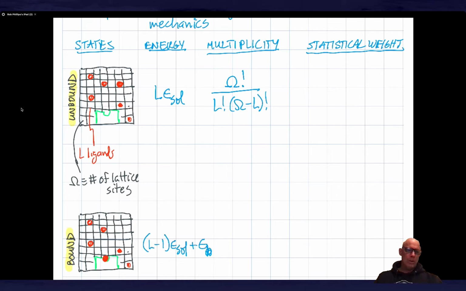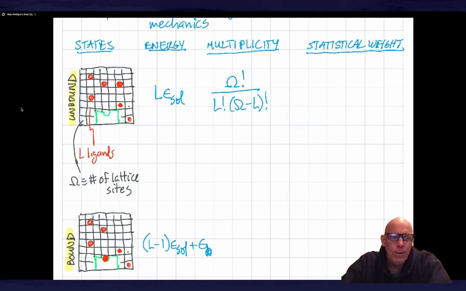And so if you go back to that section on probability, you'll find that I worked out these kinds of multiplicities. But here's the essence of it. You note that for the first ligand, I could put it here, I could put it here, I could put it there, I could put it there. I have omega choices for where I put that first ligand.